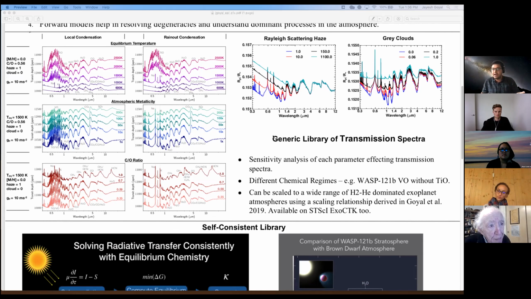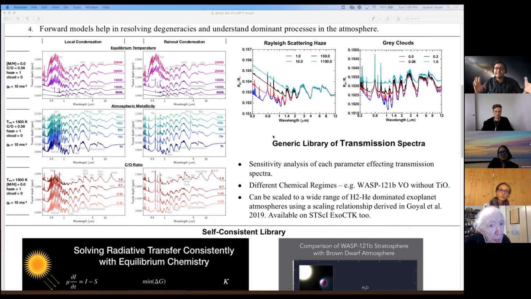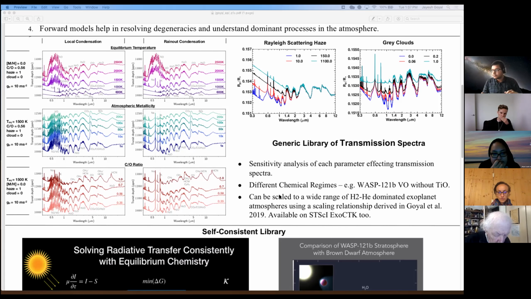So in this work, we did a sensitivity analysis for all these parameters that affect the transmission spectra. We identified different chemical regimes. One regime we observed, if you can see here at 1500 Kelvin, like in one of the hot Jupiter planets, is that there are chemical regimes where vanadium oxide can exist without titanium oxide. All these small and interesting details we were able to identify in this sensitivity analysis.